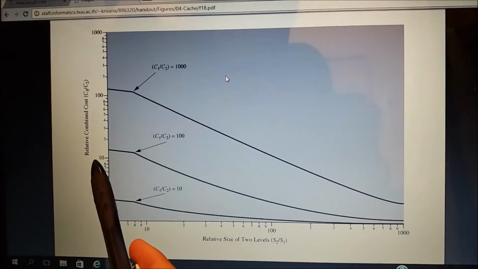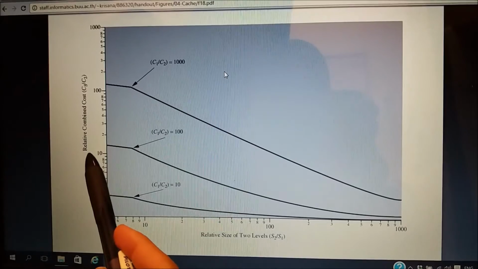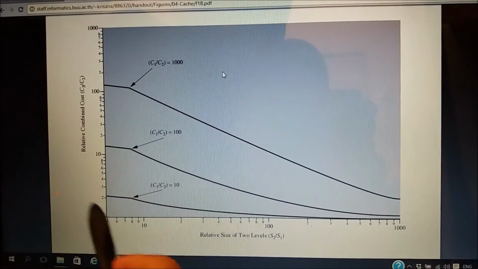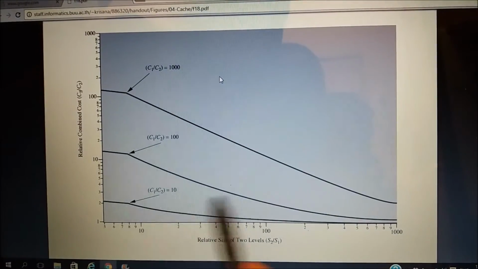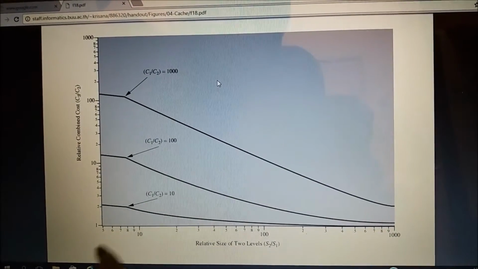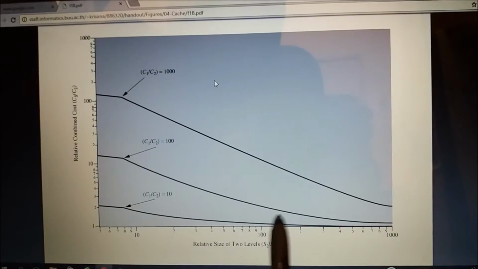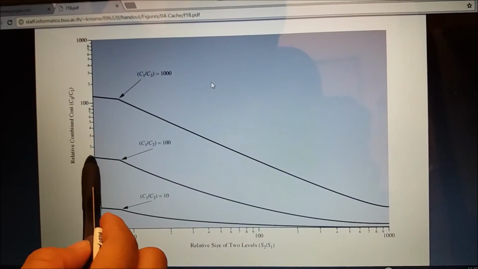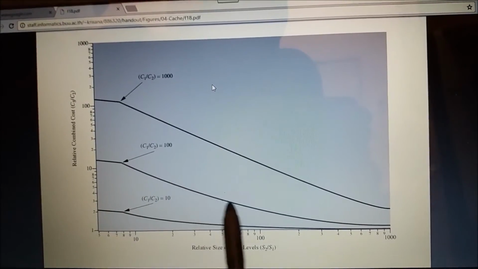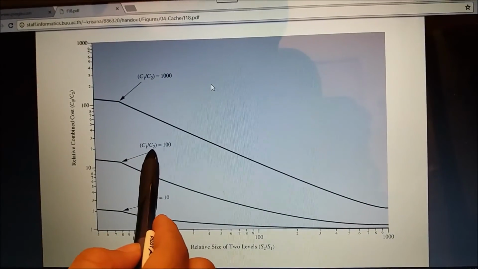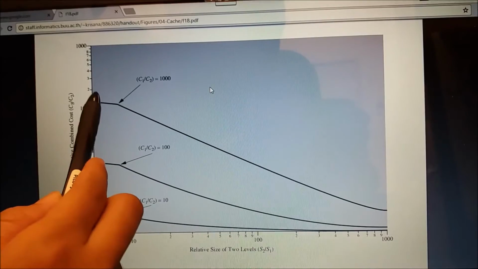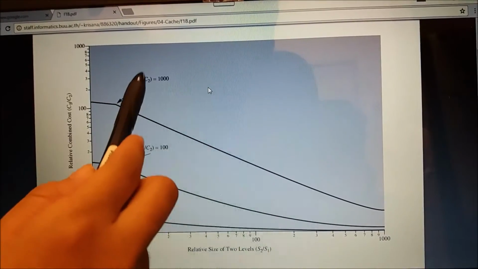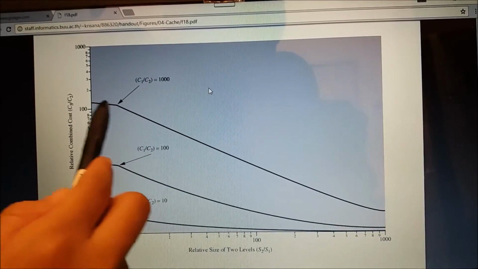This is an example of the relative combined cost Cs over C2 against the relative size of the two levels, S2 over S1, graph. This line represents C1 over C2 equals 10, while this line represents C1 over C2 equals 100, and this line represents C1 over C2 equals 1000.